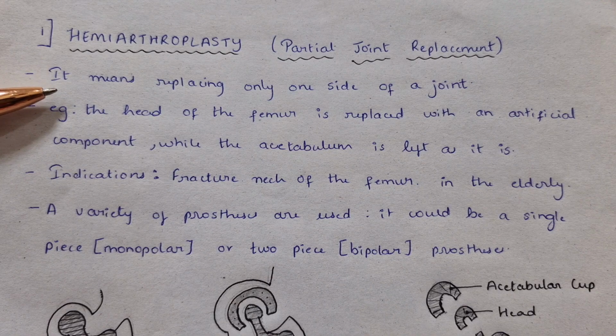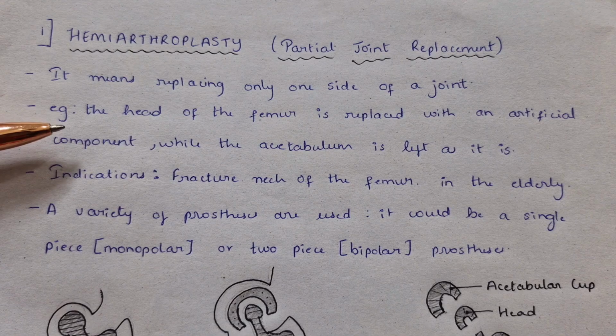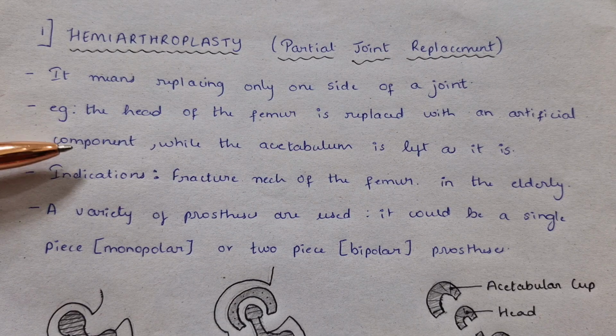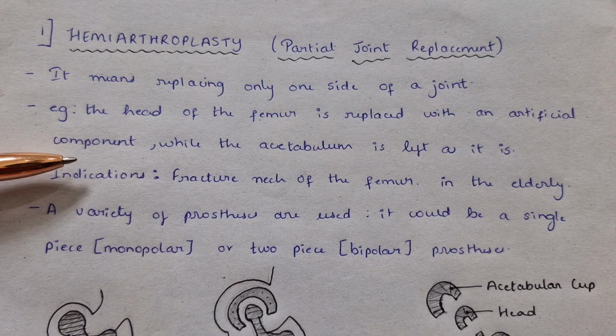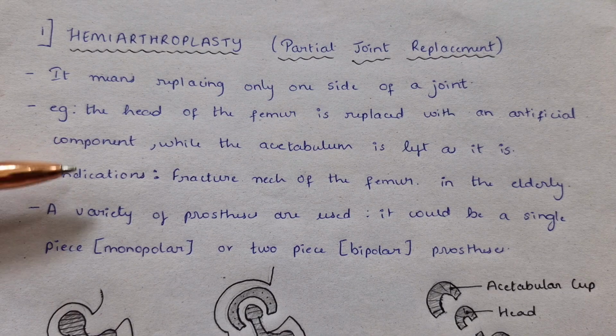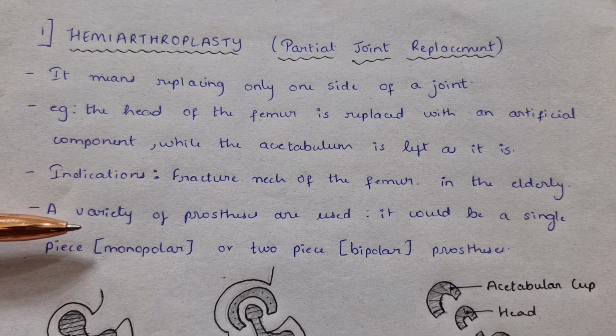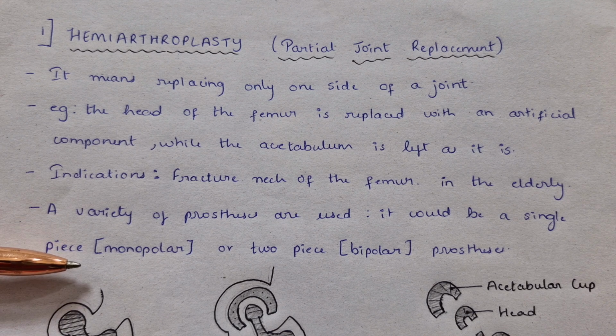It means replacing only one side of a joint. For example, the head of the femur is replaced with an artificial component while the acetabulum is left as it is. Indications of hemiarthroplasty: in fracture of the neck of the femur in the elderly. A variety of prostheses are used. It could be a single piece, that is monopolar, or two piece, that is bipolar prosthesis.